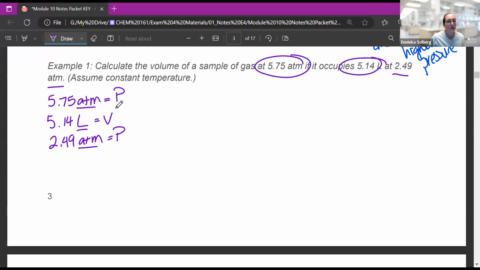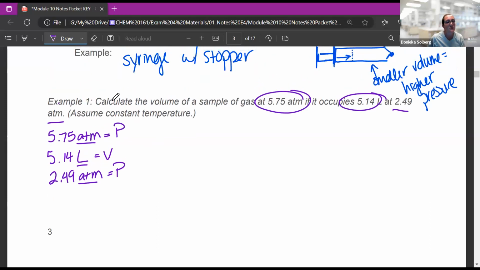Now, the other important thing is that you label the right ones as 1s and 2s. The 1s and 2s don't necessarily matter, but you have to put the right ones together. So, for example, it says calculate the volume. That means I am looking for a volume of a sample of gas at this. So I'm looking for the one that goes with 5.75. So I'm going to call those my 1s.